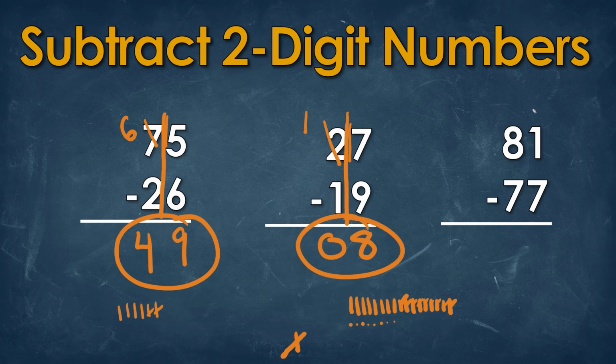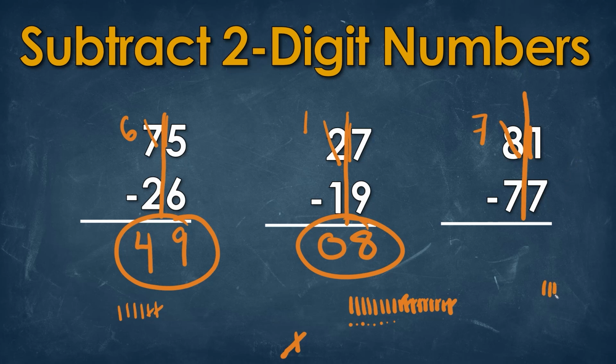Okay, let's try this last example. Put a line down the middle. Okay, we can't subtract 1 minus 7. So we got to borrow 1 from here. So we go from 8 down to 7. We take the 1, we carry it across. So we got 11 minus 7.